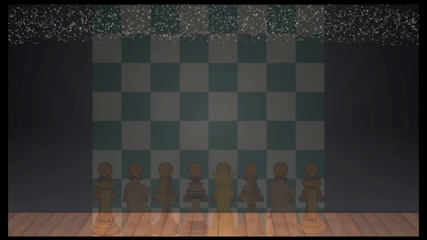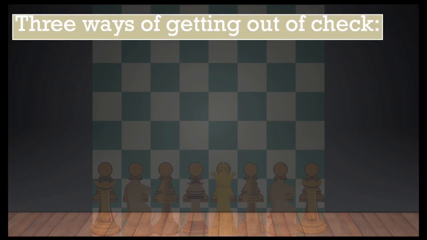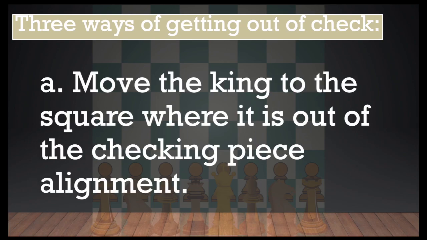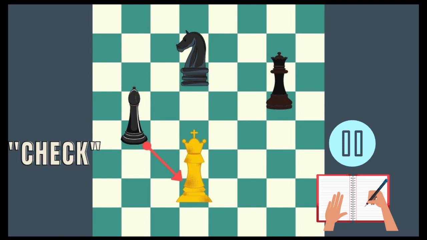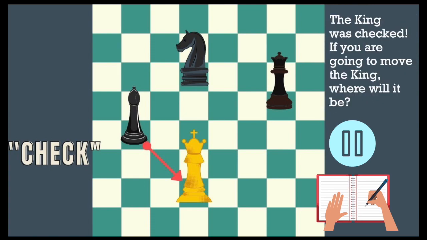There are three ways of getting out of a check. First, move the king to the square where it is out of the checking piece's alignment. So let's see this situation. Now, can you see? If you are going to decide where the king should go, the king was checked. If you are going to move the king, where will it be?